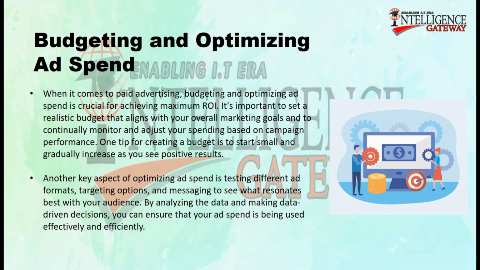When it comes to paid advertising, budgeting and optimizing ad spend is crucial for achieving maximum ROI. It's important to set a realistic budget that aligns with your overall marketing goals and to continually monitor and adjust your spending based on campaign performance. One tip for creating a budget is to start small and gradually increase as you see positive results. Another key aspect of optimizing ad spend is testing different ad formats, targeting options, and messaging to see what resonates best with your audience. By analyzing the data and making data-driven decisions, you can ensure that your ad spend is being used effectively and efficiently.